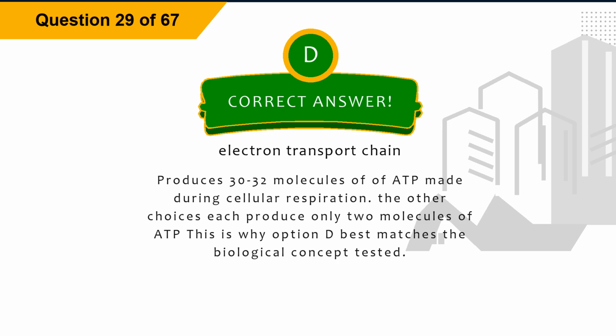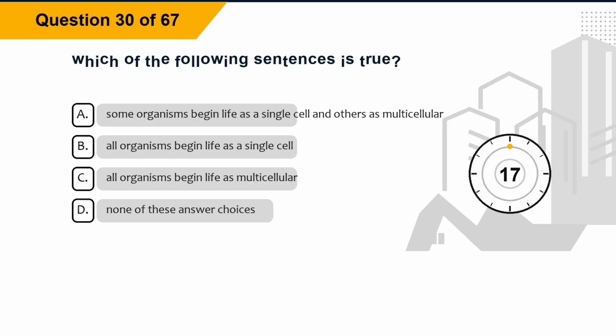This is why option D best matches the biological concept tested. Question 30. Which of the following sentences is true? Option A. Some organisms begin life as a single cell and others as multicellular. Option B. All organisms begin life as a single cell. Option C. All organisms begin life as multicellular. Option D. None of these answer choices.